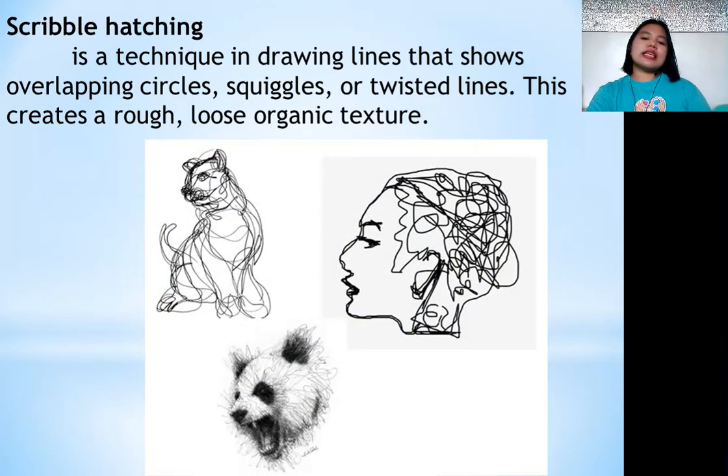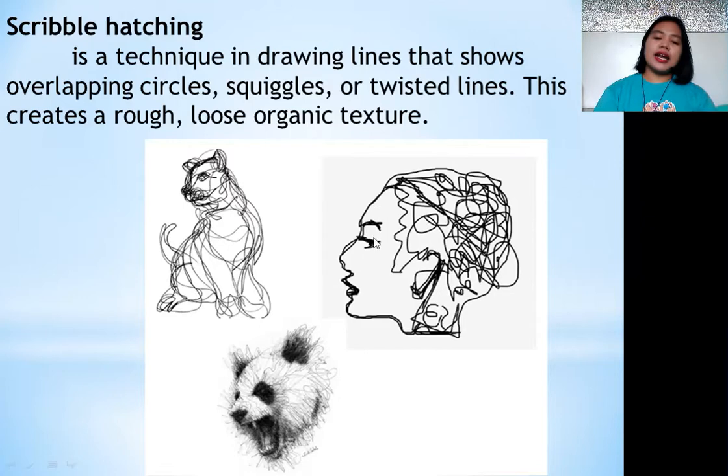Yan. That's our example of scribble hatching. Tingnan niyo yung sa itong first picture. Parang gulo-gulo niya lang pero may nabuo siyang picture, di ba? Nakabuo siya ng parang dog. O dito sa second picture, a girl. Parang ginaganon-ganon niya lang pero nakabuo siya ng image ng girl.